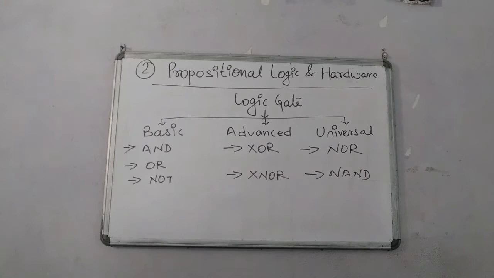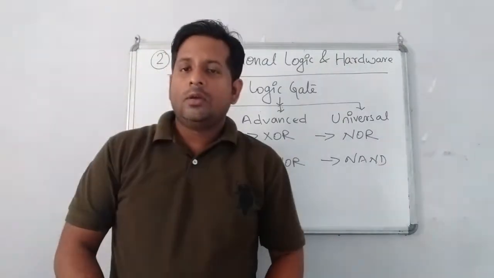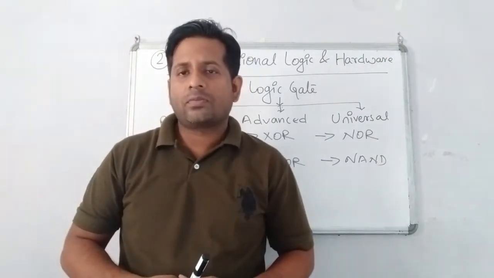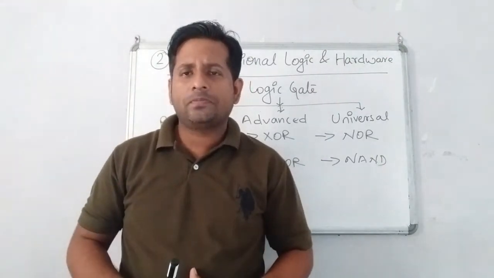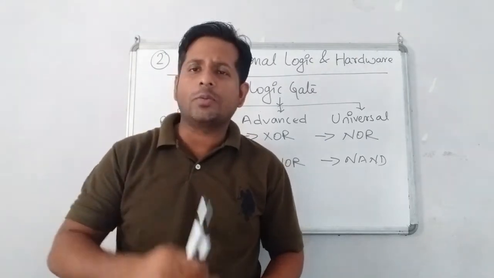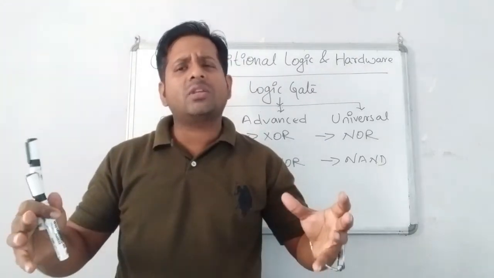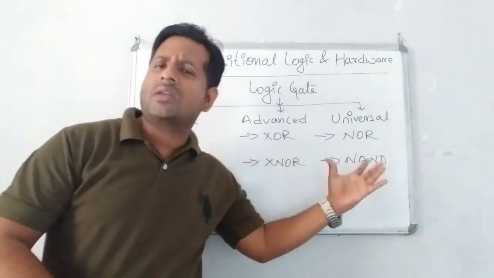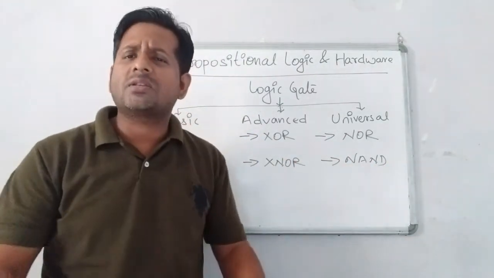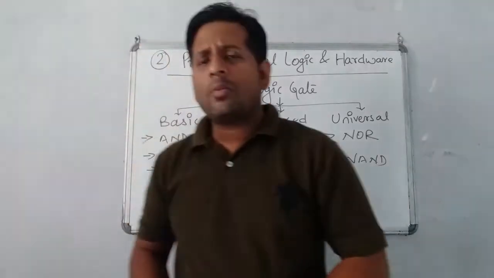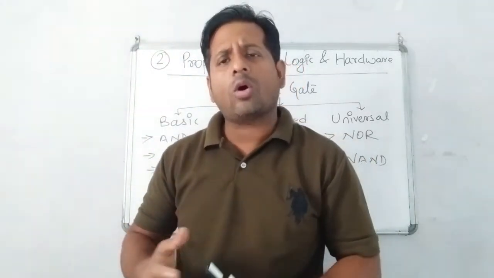Children, it's very simple. Logic gates are of three different types: basic, advanced, universal. Basic has three types: AND gate, OR gate, NOT gate. Basic is required, because without it we cannot go for advanced or universal. So in basic, children, I have already taught you there are three different types: AND, OR, NOT.